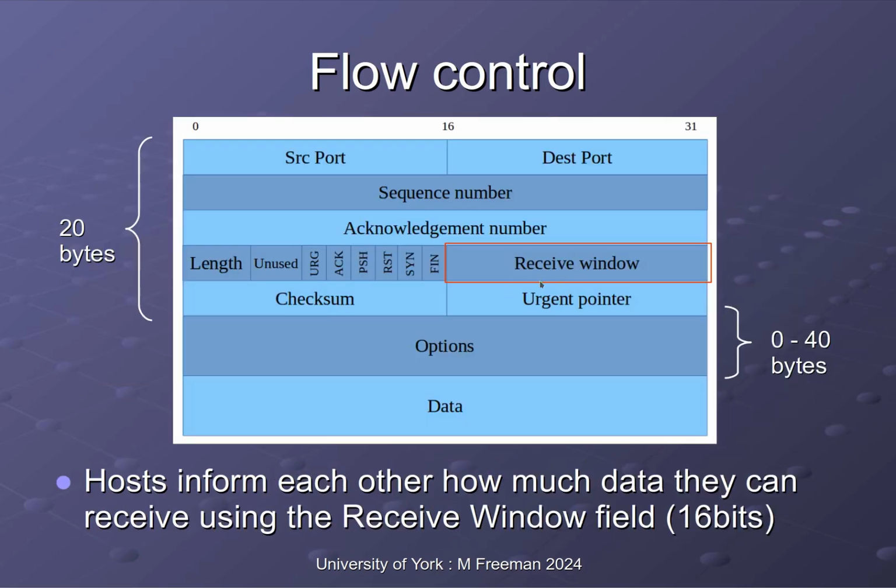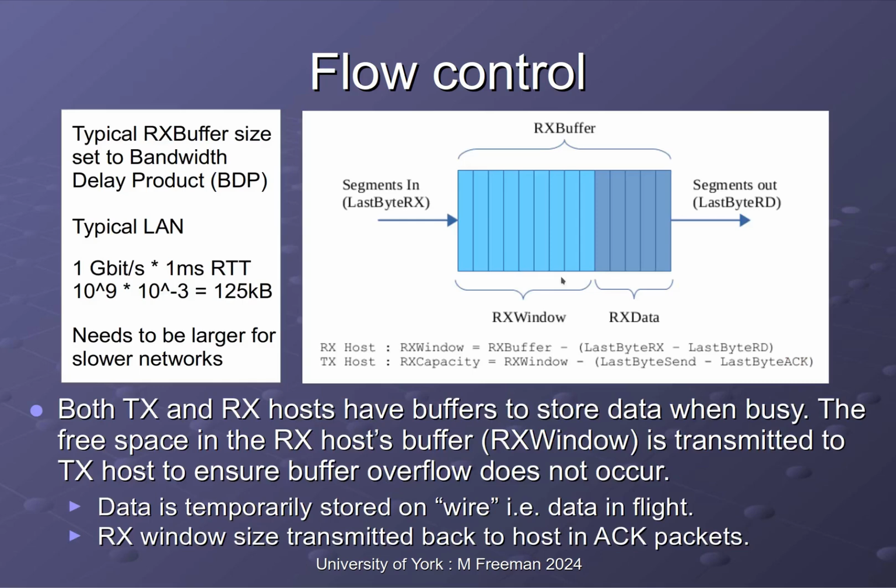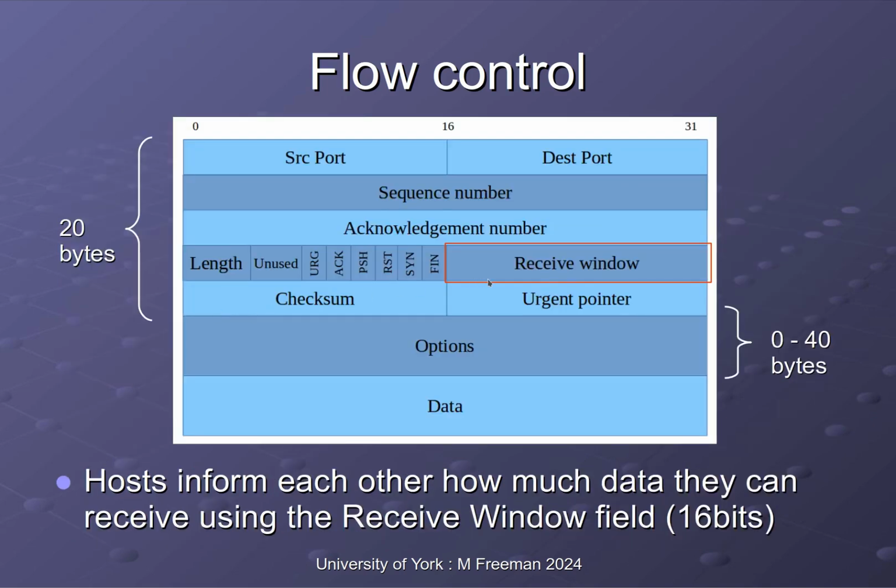Now some of you are probably shouting out already, hang on a minute. This is a 16-bit field, so this number here can only be up to around about 64K, and you've already specified that a minimum kind of RX buffer size is around about 125K, which is a lot bigger than 64K. So how can you specify the amount of free space if you've only got a 16-bit field?